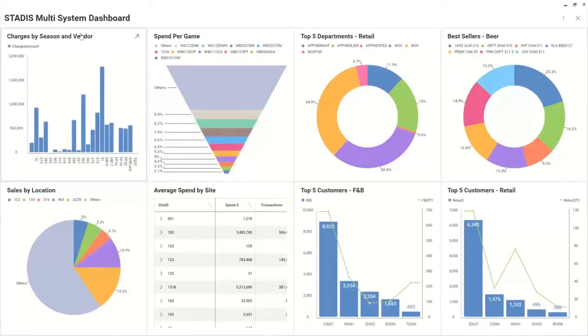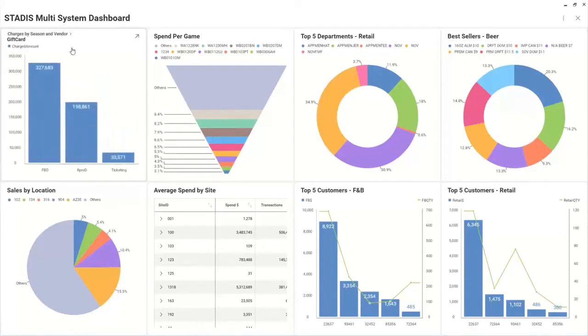For example, charges by season and vendor. And maybe this is something we want to drill down into. So for example, I want to see how people are spending their gift cards. Well, I can drill down into gift card, and I can see that they're spending the majority of their gift card on food and beverage, which is what you would expect. They're spending a good chunk of it at retail, and then they're spending a smaller amount to purchase tickets to future games.